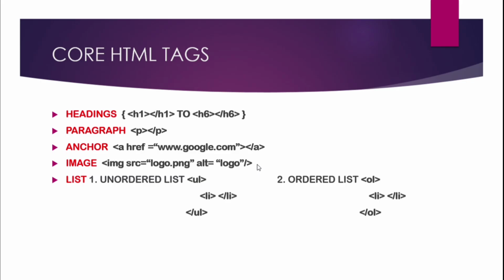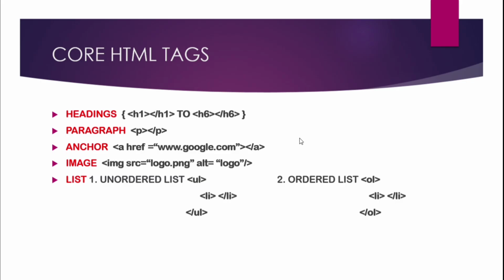And we have two attributes here. One is src, the source, which is used to link the image that you want to add. Here you can see I have added logo.png. The alt attribute is used when the image doesn't display on the website and you want to tell the user that in this place we have an image, and that image is the logo. You can mention that in the alt attribute of the image tag.